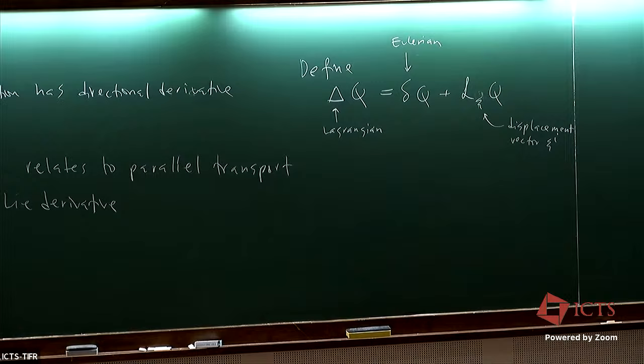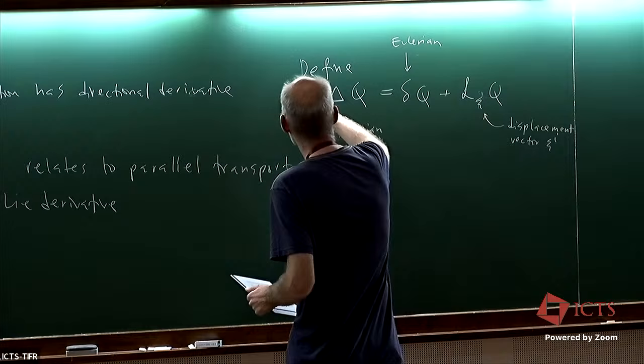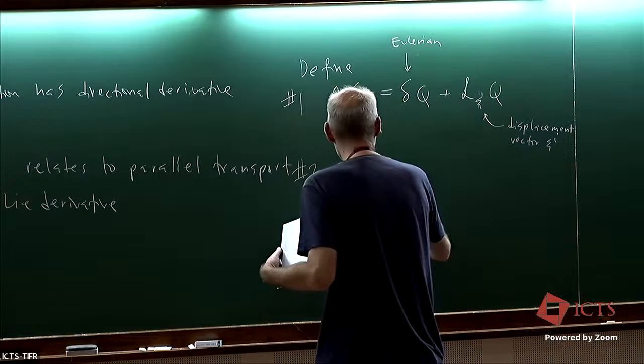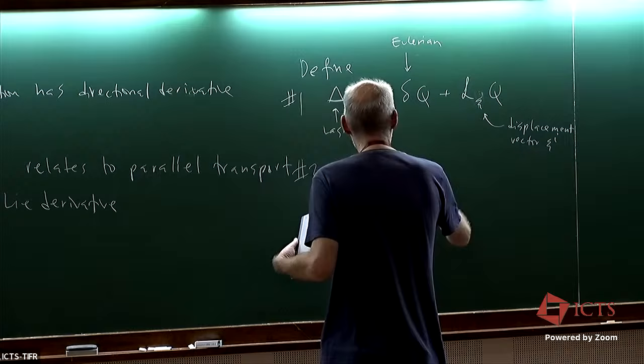So that is the first definition. And the second definition is we say that the Lagrangian variation in the velocity, the upstairs velocity components, is just the time derivative of this guy.